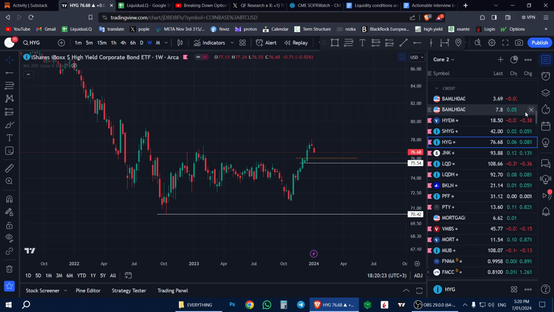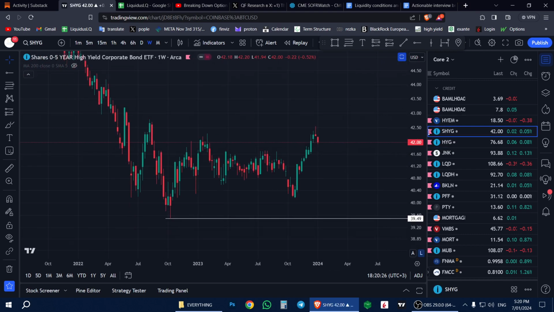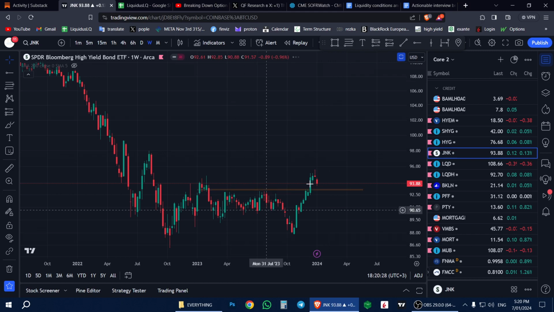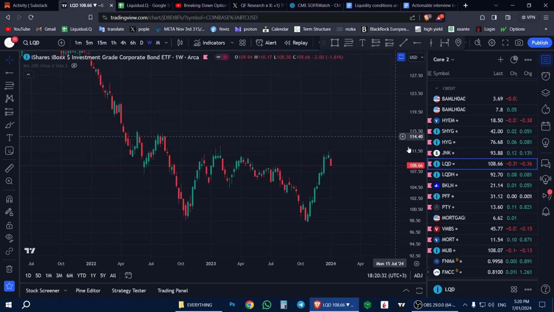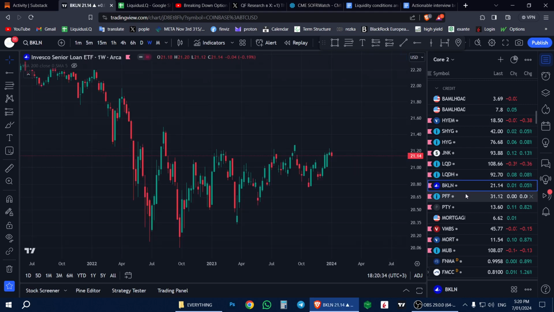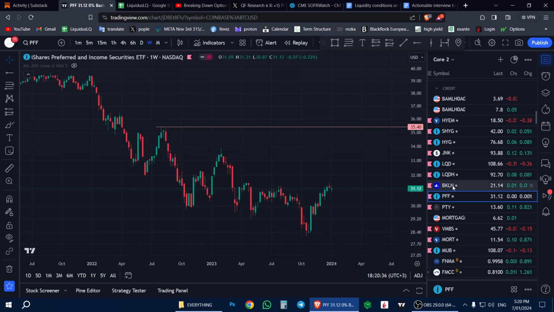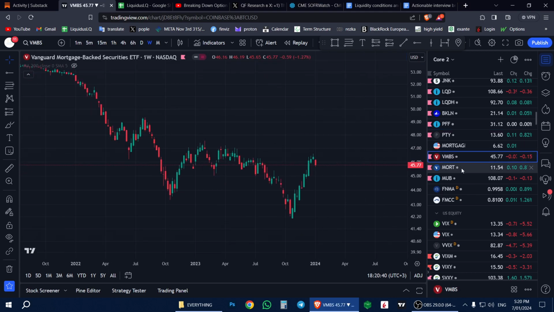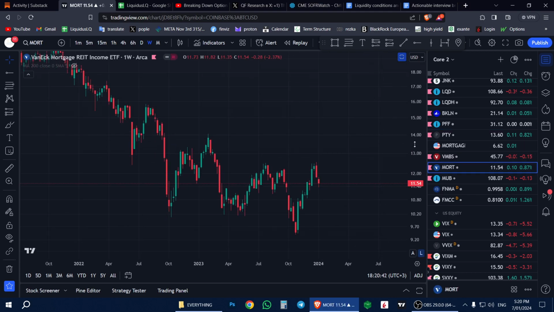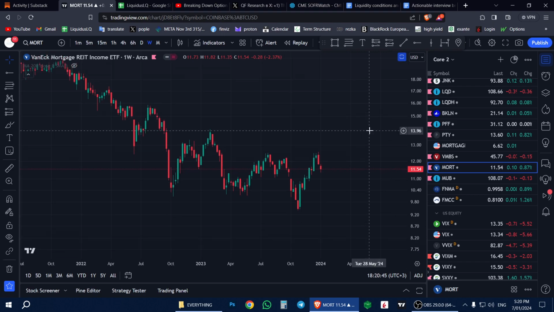That is HYG. SHYG points to the same thing. GNK, well, it's just the extension of the same thing. LQD points to the same thing. BKLN points to the same thing. PFF, everything in credit points to the same thing. VMBS, mortgage ETFs, point to the same thing. Everything points to the same thing, same as we just discussed on HYG. That is fine. That is nice.